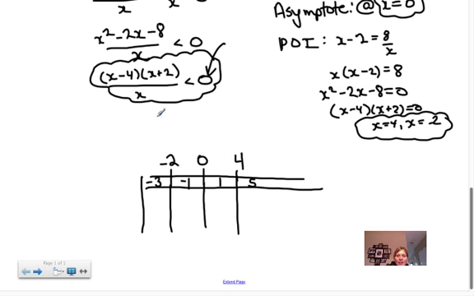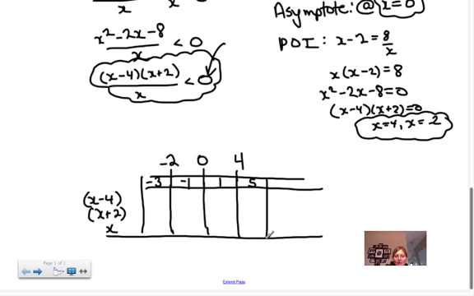And then what I'm going to do is go back to the equivalent form of my inequality, and I'm going to put down all of the factors. So if I have an x minus 4, an x plus 2, and all of that's dividing by x, what I'm trying to determine is, is my result going to be positive or negative? And that's going to tell me whether or not this is going to be less than 0 or greater than 0. Okay, so let's do this.